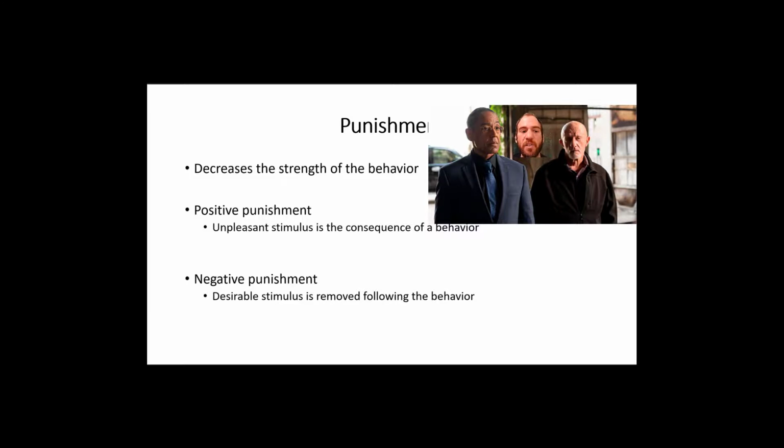Negative punishment: a desirable stimulus is removed following the behavior. So say a child is playing NBA 2K on PS5 and they suck, so they're screaming at the top of their lungs, and the parent is like, hey, it's 3 in the morning, and then they just take their PlayStation 5 away and throw it outside. So you're removing that stimulus, aka you're taking away the PS5, so the kid shuts up.